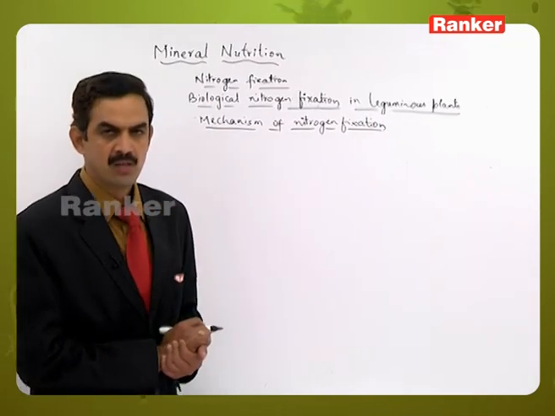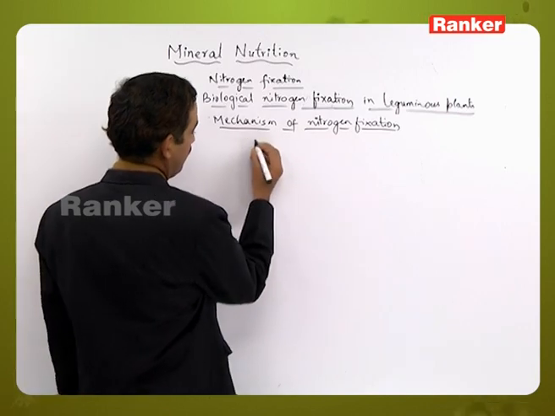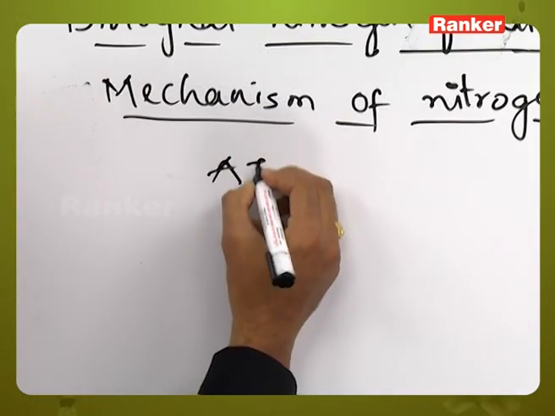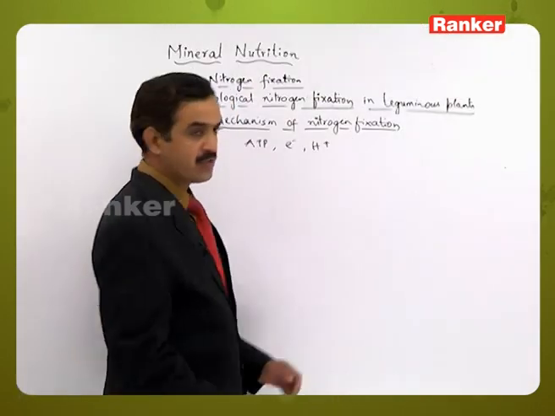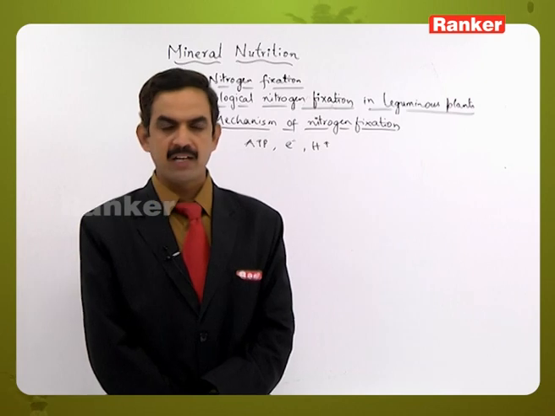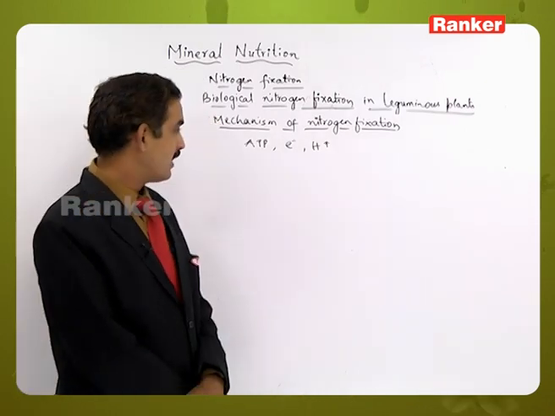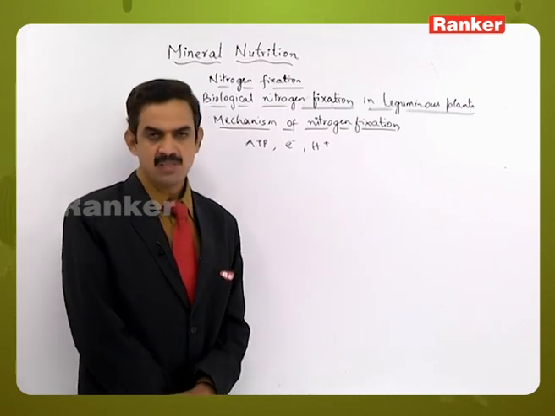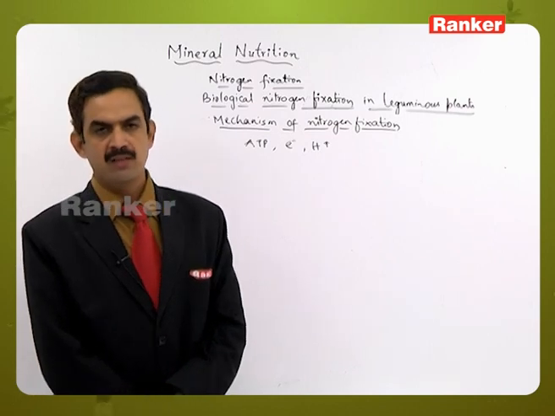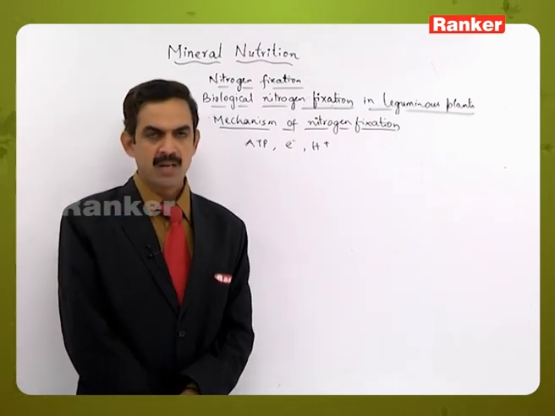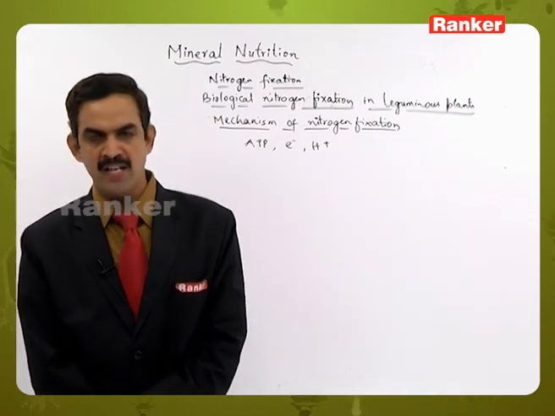For the reduction of nitrogen into ammonia, they require some reducing powers like ATP, electrons and protons. All these act as reducing powers, helping in the conversion of molecular nitrogen into ammonia. Here the dinitrogenase enzyme is concerned with nitrogen fixation. I already discussed that it contains two protein parts, one is the iron protein part and the other is the molybdenum iron protein part.